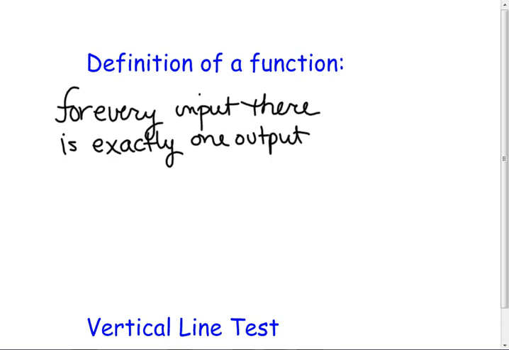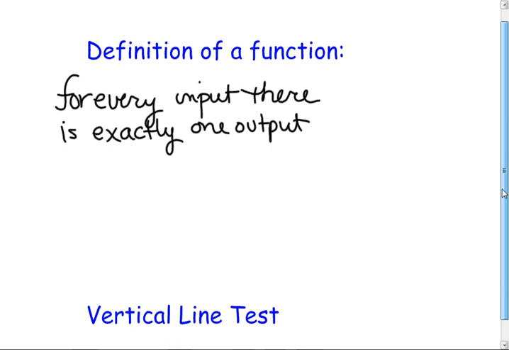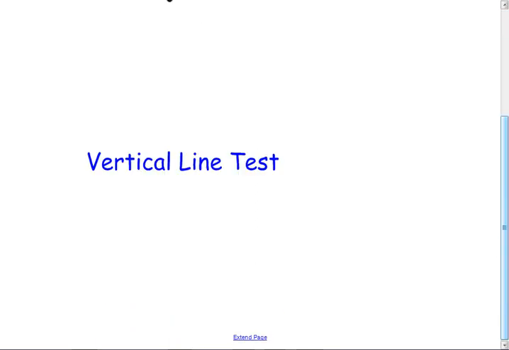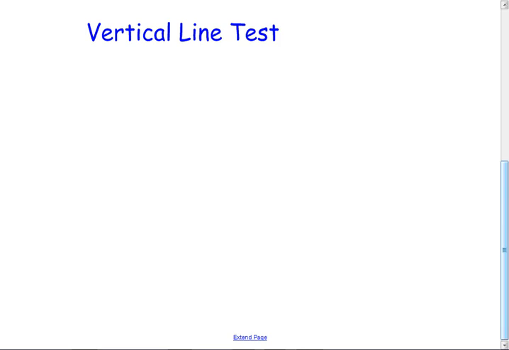So what that means is if there is an input, you get an answer. Okay, Matt? If you put a number into your calculator, you will get an answer. You will get only one answer. Then you have a function. The vertical line test is a way to know if there is only one output for your input. So let me give you just a quick little graph here.